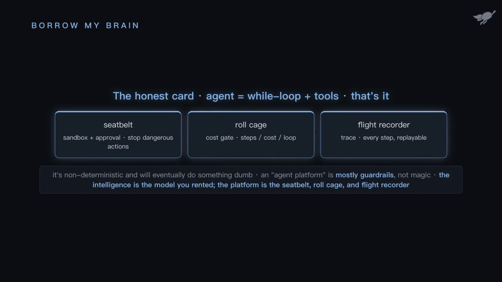The intelligence is the model you rented. The platform is the seatbelt, the roll cage, and the flight recorder around it. Don't mistake the guardrail's job for something the model handles on its own.